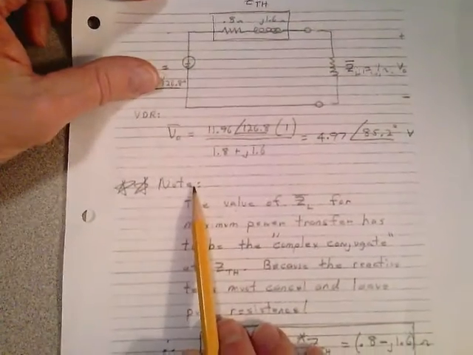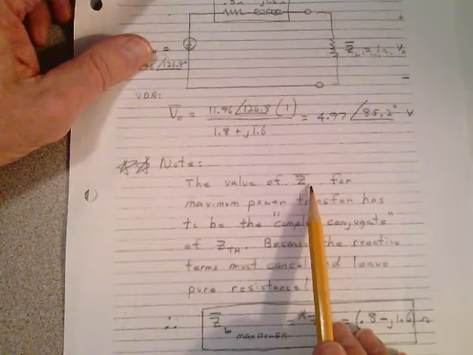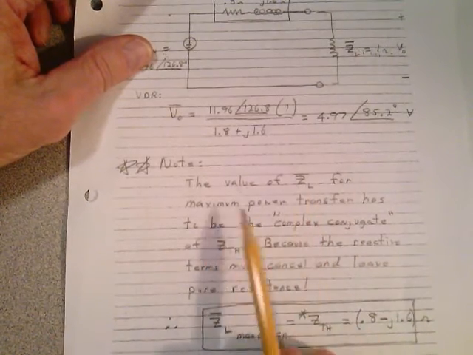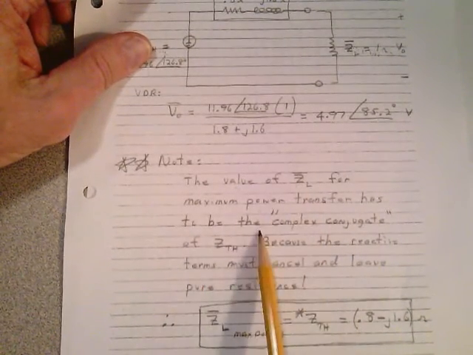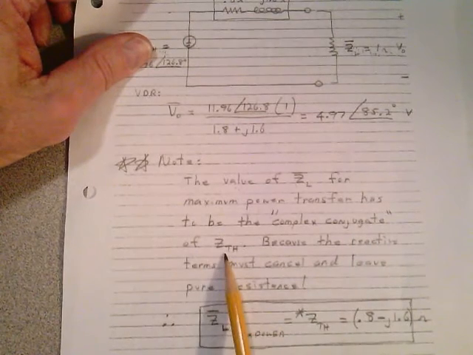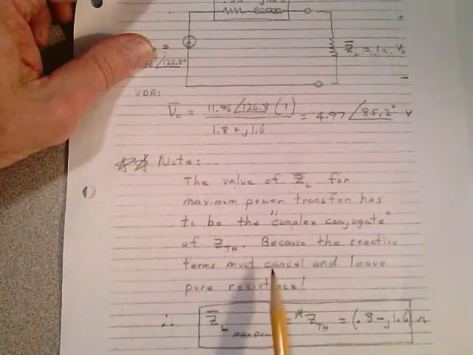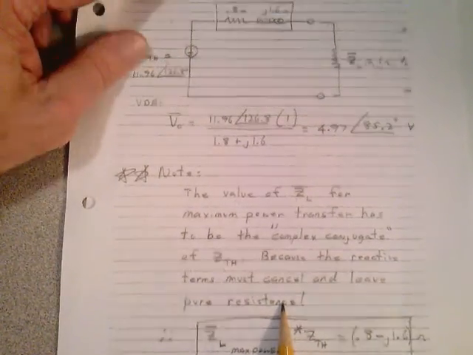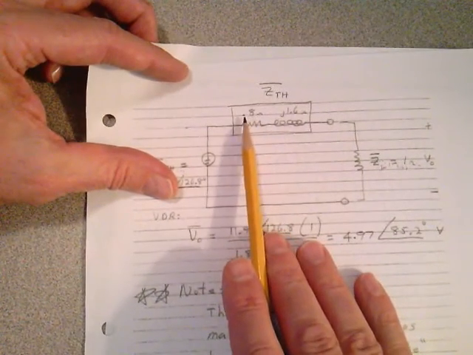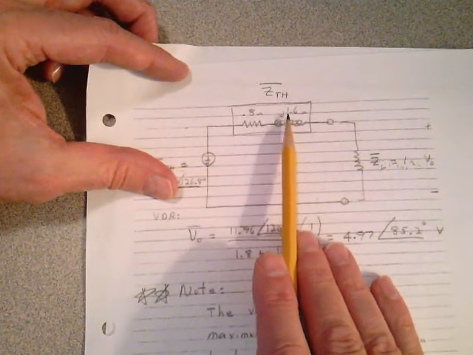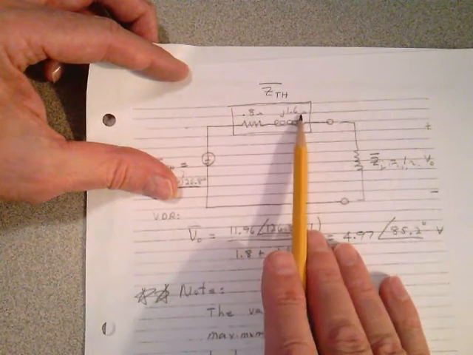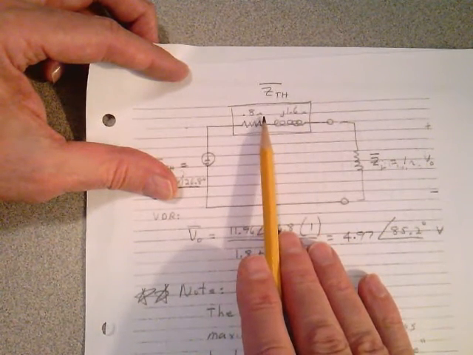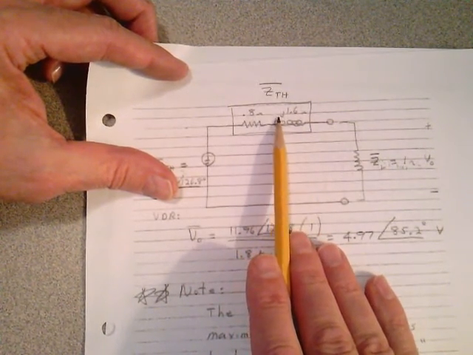I want you to note the value of the load impedance for maximum power transfer has to be the complex conjugate of the Thevenin impedance, because the reactance terms must cancel and leave pure resistance. Complex conjugate means if the Thevenin impedance is 0.8 ohms plus J 1.6, the complex conjugate of that is going to be 0.8 ohms, the real part doesn't change, minus J 1.6. So that's the answer.